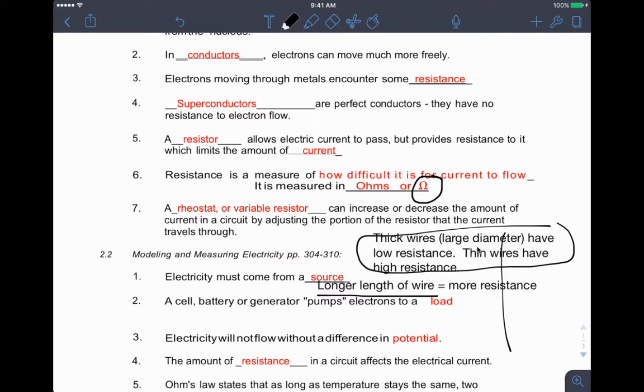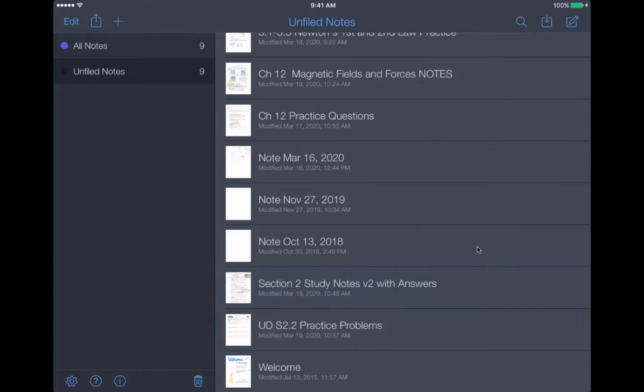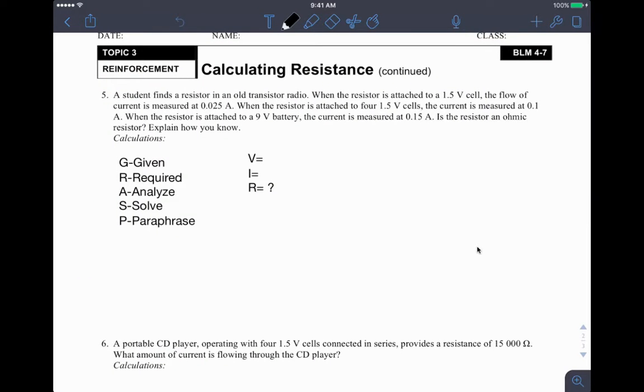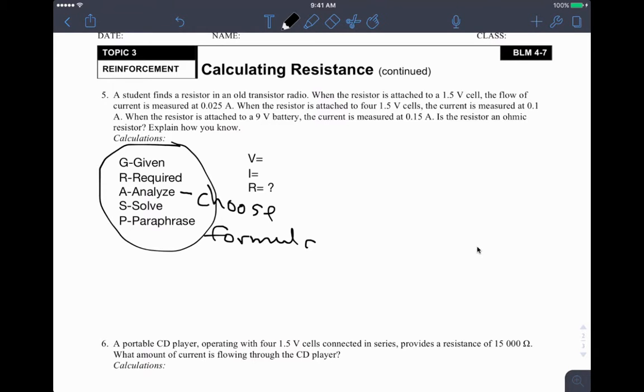What I wanted to show you now is a bit of the practice assignment on calculating resistance. A lot of you have already started this. I want to walk through this quick method. It's called the GRASP method. It involves identifying what you're given from the question, what's required, then analyze, which means choose the right formula, S means to solve, or actually substitute the numbers in, and P is paraphrase. That's if you have to write a sentence explaining your answer.